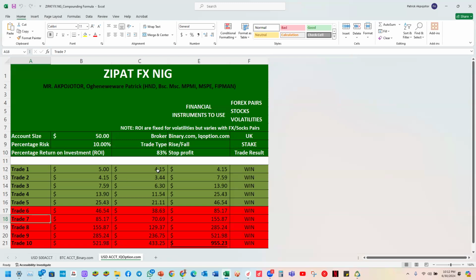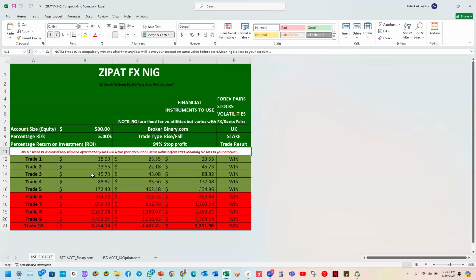So I tried it for different brokers because each of the brokers gives a different return in terms of the percentage profit. Okay, in terms of the ROI. So this one gives 94% ROI, meaning that if I put the trade with $25, when I win the trade, what the broker will pay to me is $23.55.